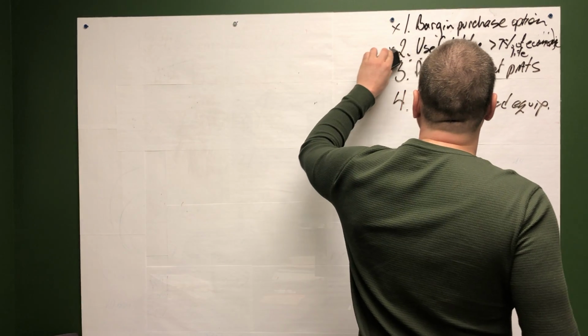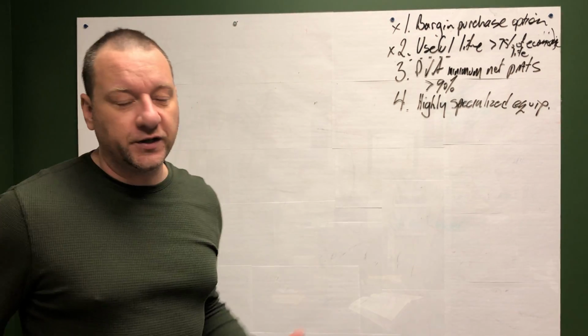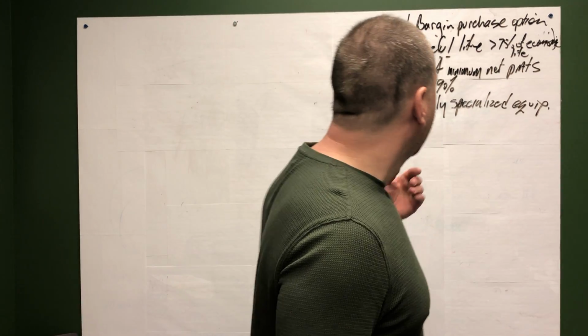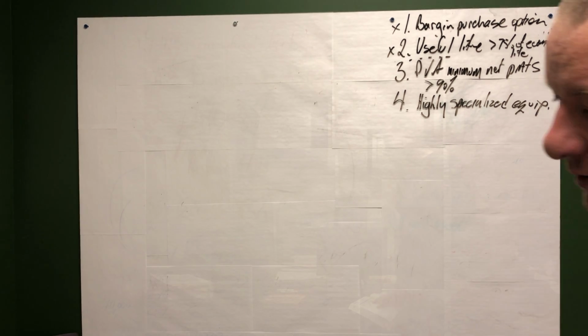So criteria 1, 2, and 4 are very easy. Why? Well, is there a bargain purchase option? Yes or no? It's not complicated. That useful life calculation, all we're doing is taking our lease term, our useful life, how long we're going to use it for, divided by the economic life. How long does the manufacturer think that thing would last? So you do a quick calculation there. If you're in and around 75% or higher, boom, it's a finance lease.